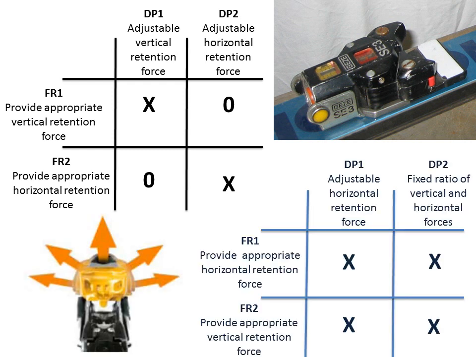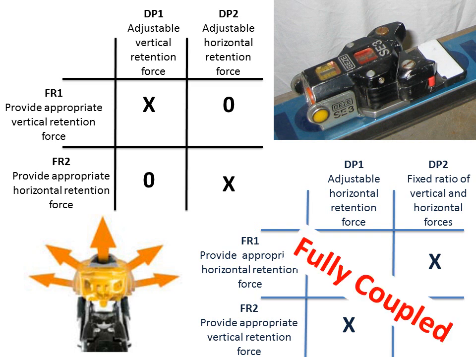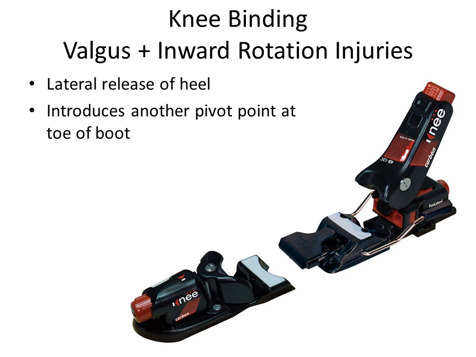In the Tyrolia design, we see that both the horizontal retention force and the vertical retention force are dependent upon each other. So the skier cannot increase one without increasing the other, or decrease one without decreasing the other. This is what we call a fully coupled design. The issue with this is that a lot of advanced skiers who are afraid of inadvertent release in the horizontal direction will increase the retention force of their bindings. This in turn increases the retention force in the vertical direction and can lead to increased ACL injuries.